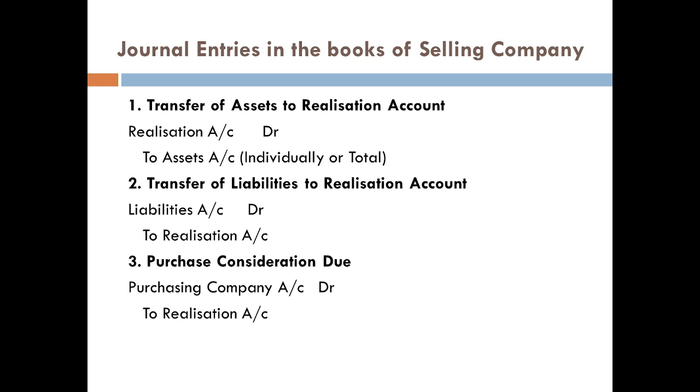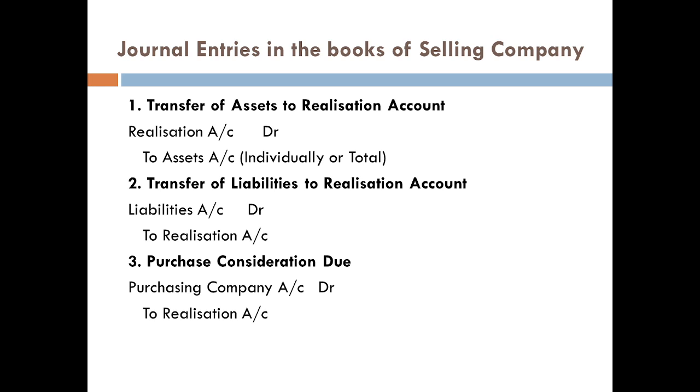Then we have transfer of liability, so it is the other way around. Liabilities will always have a credit balance, and appear on the liability side of the balance sheet. So to transfer it, we first put it on the debit side, liabilities account debtor. Where we are transferring it, the realization account, is on the credit side. So the second journal entry for transfer of liability is liabilities account debtor to realization account.